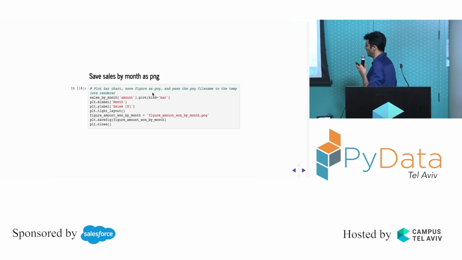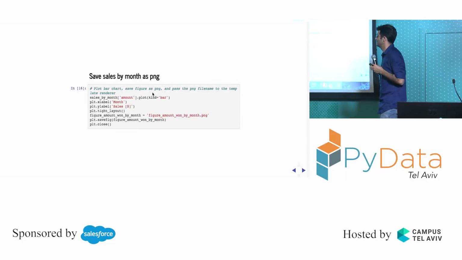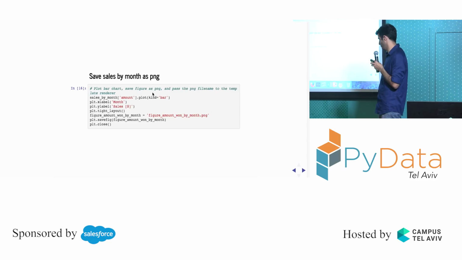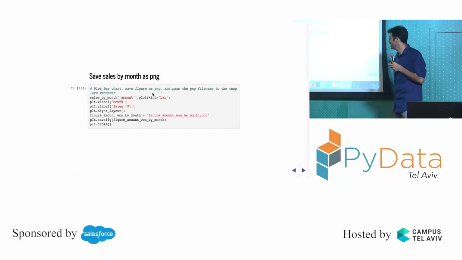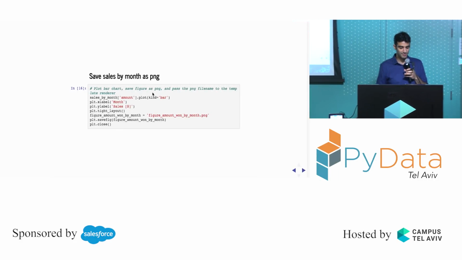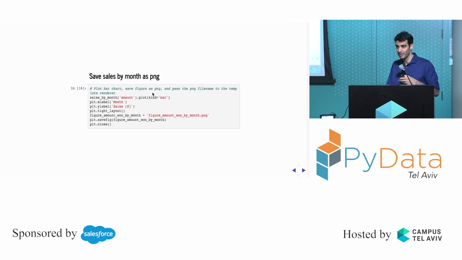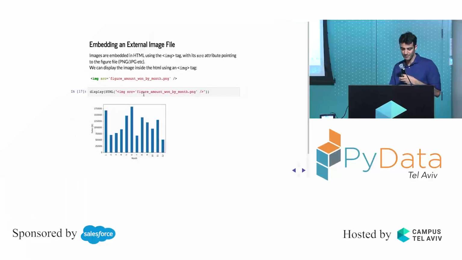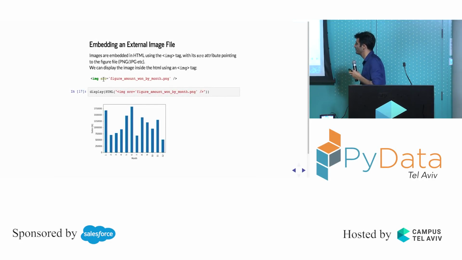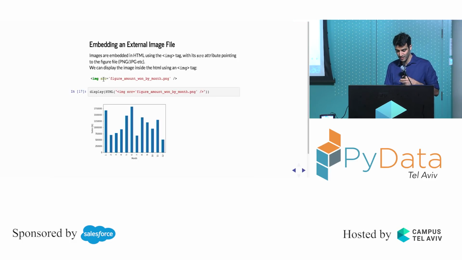We create the bar chart just by using the Pandas plotting function, and we save it using matplotlib's savefig function to a file. Then we can link in HTML to the file itself using the image tag and the source with the actual file name that we saved. That's one option, and you can see that we render the file.